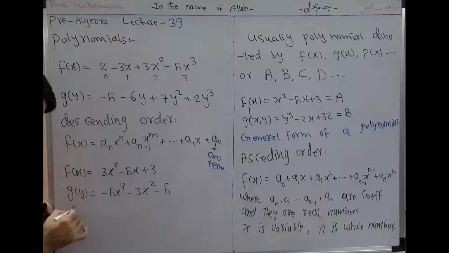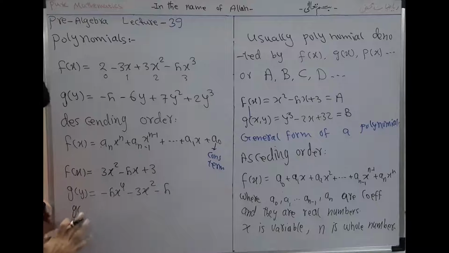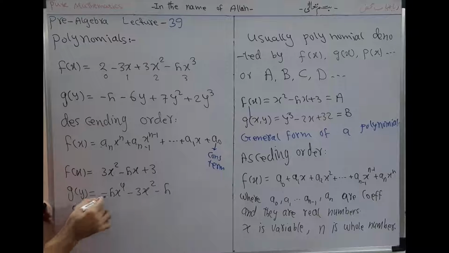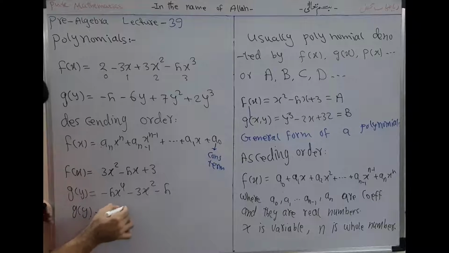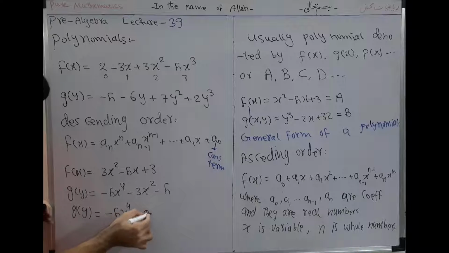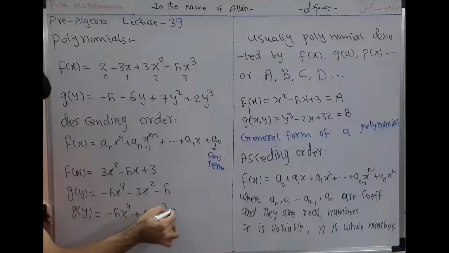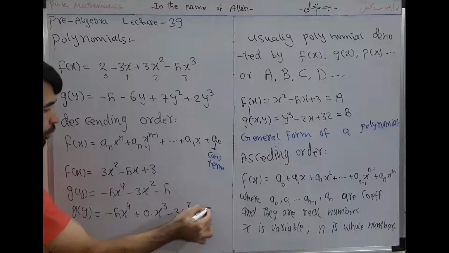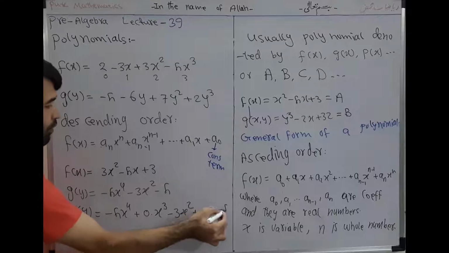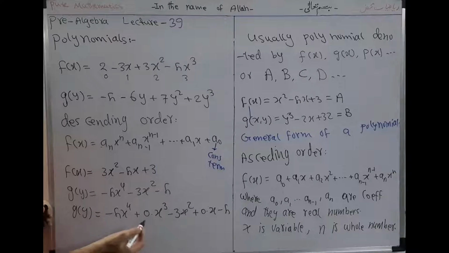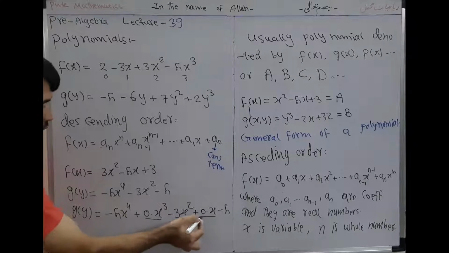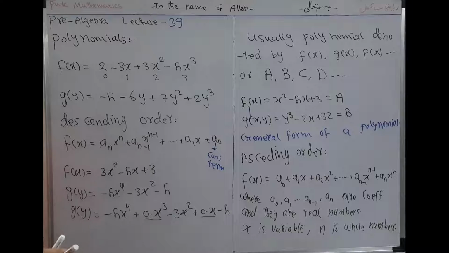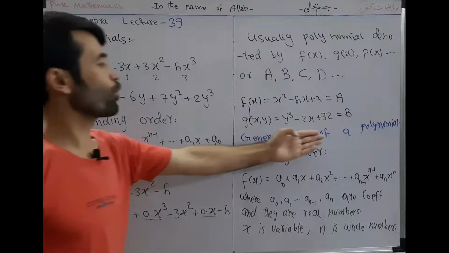Also here, if we complete this polynomial, we can write g of y is equal to 5x to the power 4 plus 0 times x to the power 3 minus 3x to the power 2 plus 0 times x to the power 1 minus 5. Now it is complete. Here it is 0, it is also 0, so they are nothing. It was the general form of a polynomial.